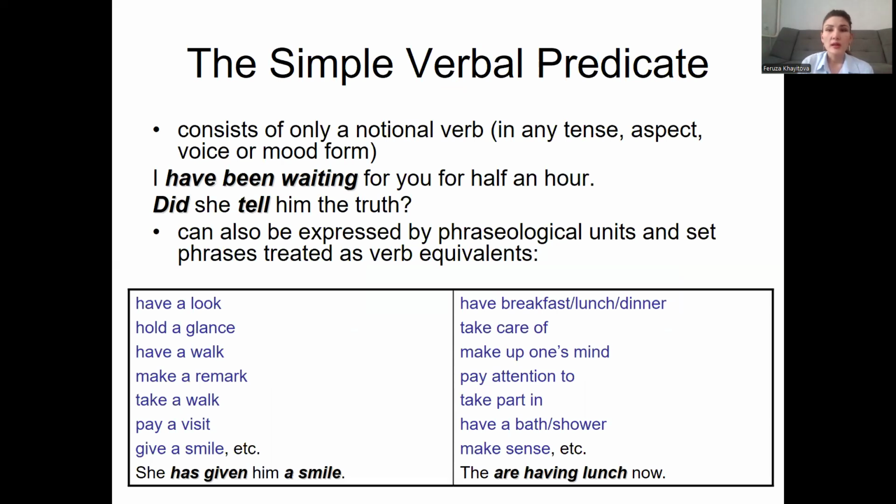It can also be expressed by phraseological units and set phrases treated as verb equivalents. You know them: have a look, hold a glance, have a walk, make a remark, take a walk, pay a visit, give a smile. For example, she has given him a smile. Have breakfast, have lunch, have dinner, take care of, make up one's mind, pay attention to, take part in, have a bath, have a shower, make sense. For example, they are having lunch now.